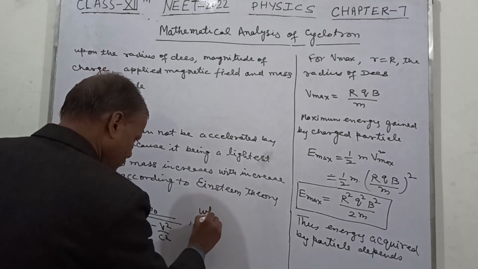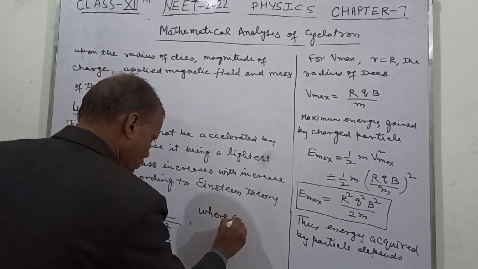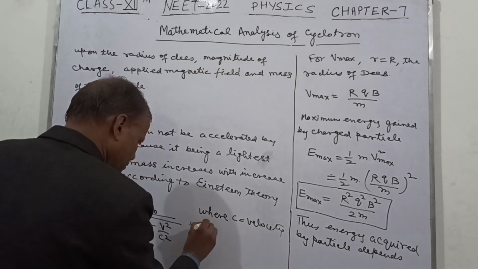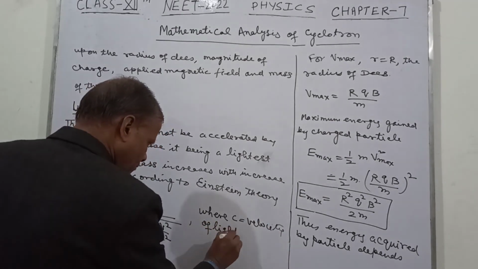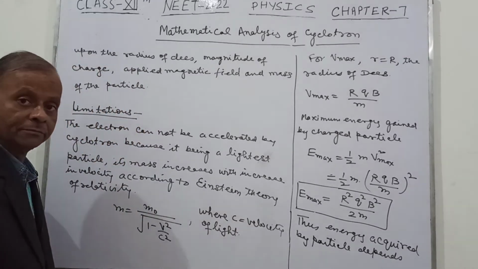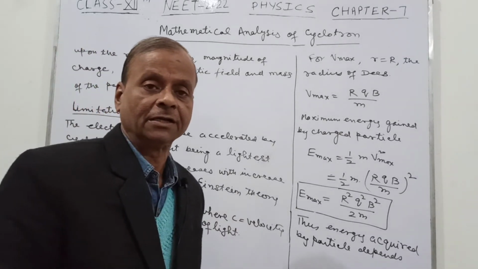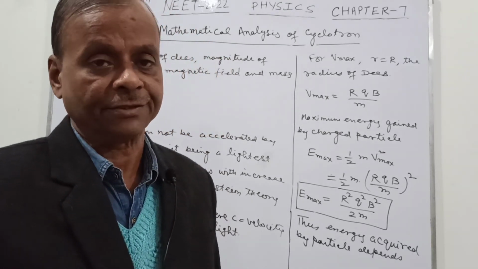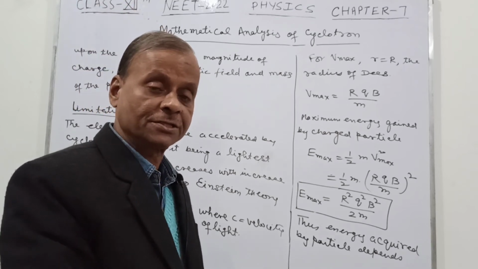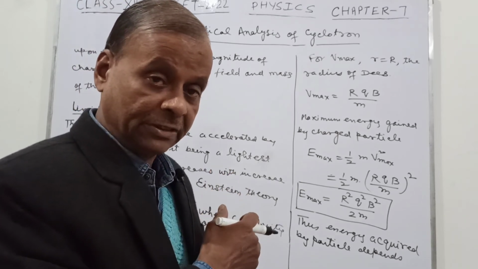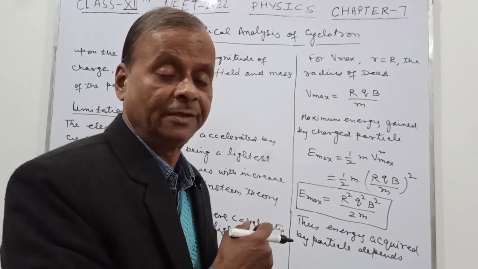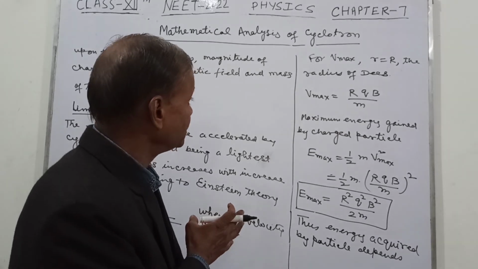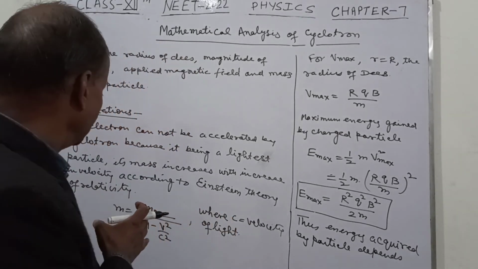where c equal to velocity of light. So it being a very light particle, the mass of the particle increases very rapidly as the velocity approaches the velocity of light. So because of this, the cyclotron cannot accelerate the negatively charged particles. So this is the analysis and the limitation.